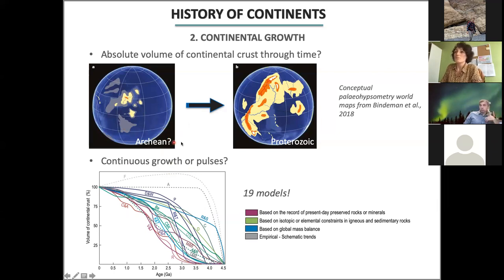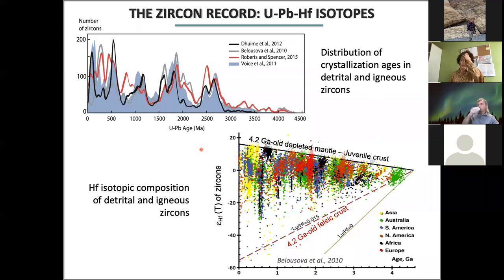Most, or a large part, of these studies on continental growth are based on the zircon record. You probably also know this figure showing the distribution of uranium-lead ages, so the distribution of zircon crystallization ages through time, with these peaks and troughs. And here you have something that is also used a lot: the in situ hafnium isotopic composition of zircons, either detrital or igneous. You can see that the database is quite large now, but we still do not agree on the interpretation of this data.